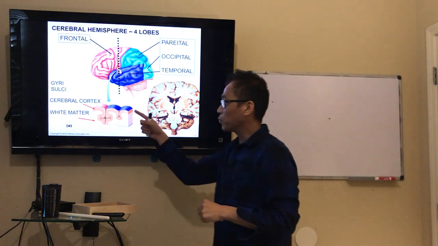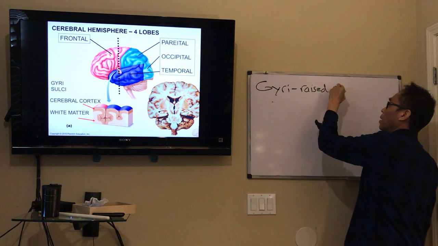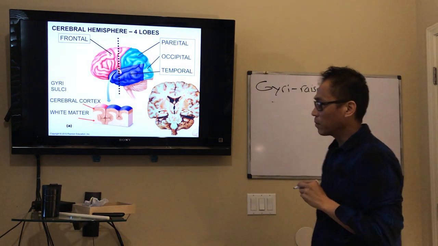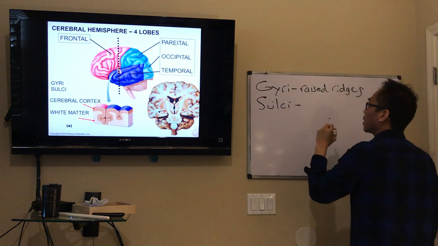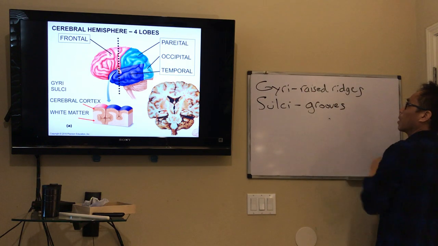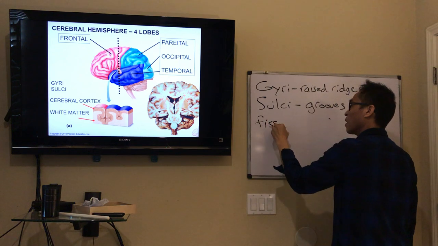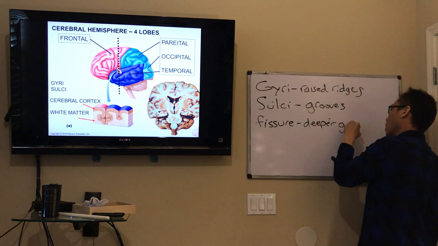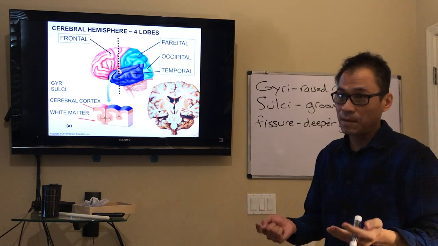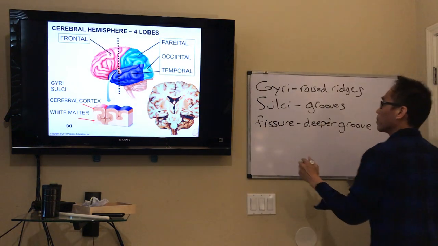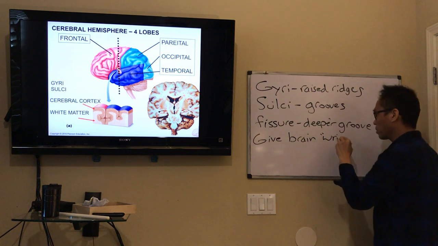Okay, again, the raised ridges are called gyri. And these grooves are called sulci. A deeper groove is a fissure, shown here. All together, the gyri, the sulci, and the fissures give the cerebrum that wrinkled appearance, which is good. Wrinkled is good. It means you have more surface area. It's not smooth and flat.